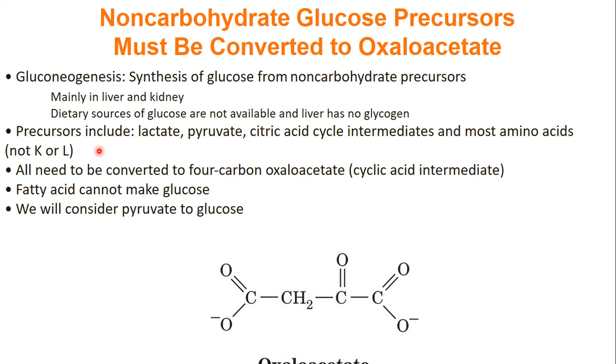You'll make glucose from certain precursors like lactate, pyruvate, citric acid cycle intermediates, and most amino acids, not including leucine or lysine. And really, all of these things need to be converted into a 4-carbon oxaloacetate, which itself is a citric acid cycle intermediate. Note, we cannot use fat to make glucose. And there are different ways you can do gluconeogenesis based on where you enter the pathway. We're just going to consider pyruvate to glucose for this.